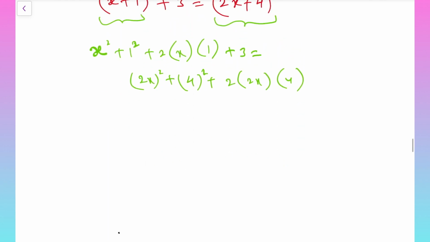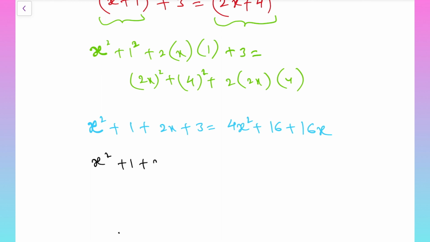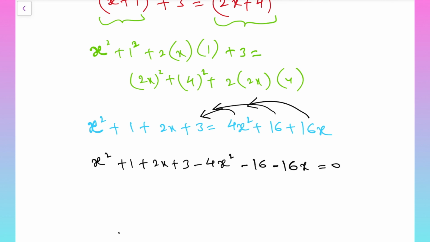So now let us simplify this further. x square as it is, plus 1 square is 1, plus 2 into x into 1, 2x, plus 3 as it is, equal to 2x whole square, 4x square, plus 4 square 16, plus 2 fours are 8, 8 fours are 32, 32x. Now for simplifying further, I am taking everything to the left side. So x square plus 1 plus 2x plus 3, plus 4x square if I take to the left side becomes minus 4x square, plus 16 if I take to the left side becomes minus 16, plus 16x if I take to the left side it will become minus 16x is equal to 0.